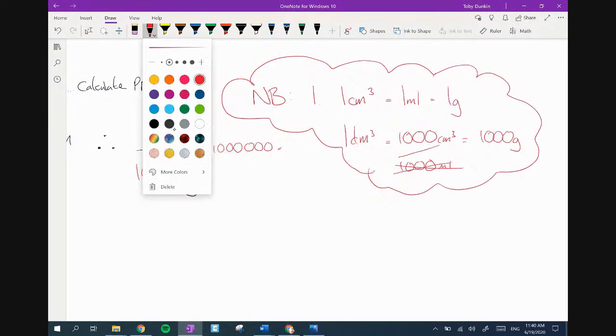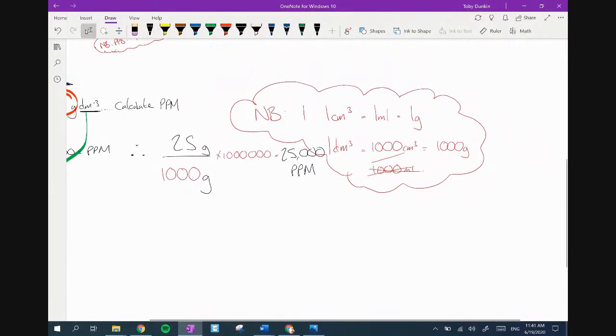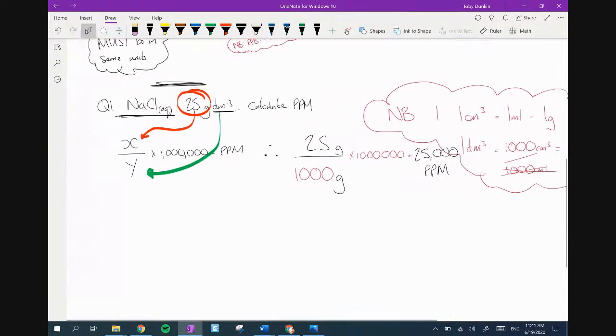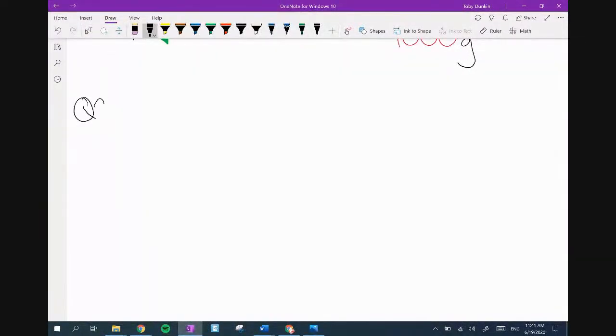So my final answer out of this, I need my calculator. I've got 25 divided by 1,000 times a million. You've got to count your zeros very carefully on your calculator. That there is 25,000 ppm, parts per million, which is a stupid number, so we wouldn't really be measuring that particular example in parts per million. We wouldn't bother. We would just be in grams per liter. It's when it gets really small. Let's go for the next one, question number two.